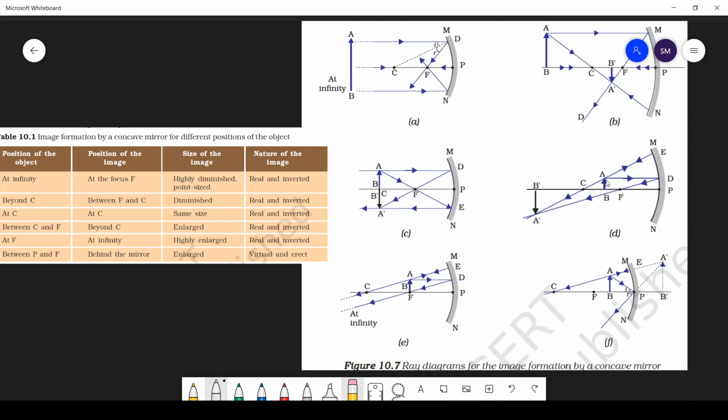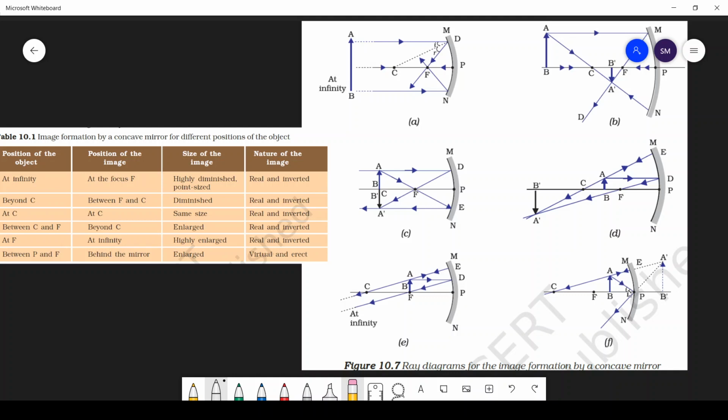So which 2 rays have we taken? One parallel to the principal axis, passing through focus. Another one is going through the center of curvature and coming back. And what 2 incident rays have you taken? Parallel to the principal axis, passing through focus, and going through the center of curvature, coming back through the center of curvature.